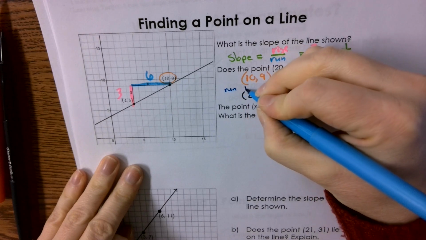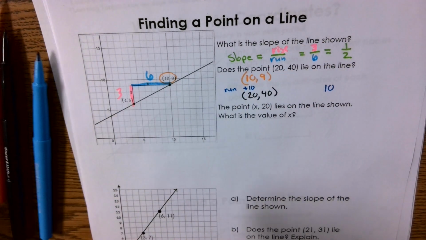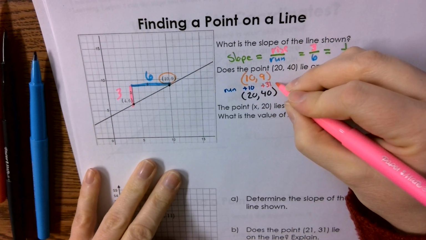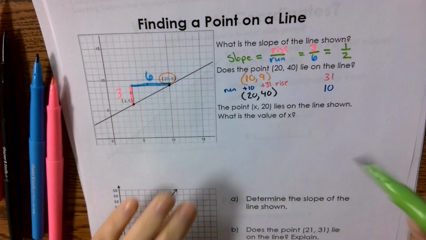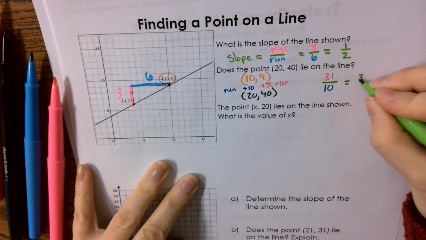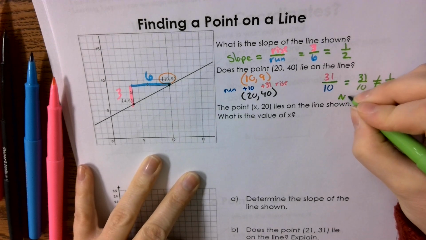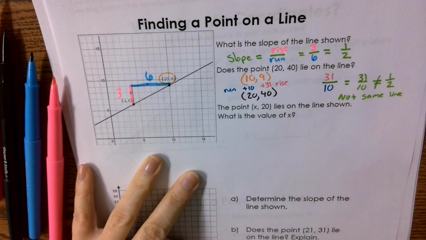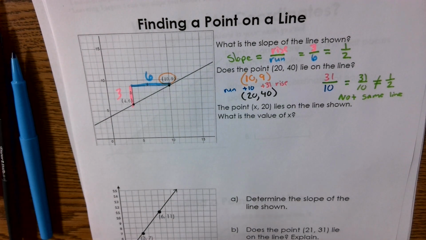Okay, if I'm going from (10, 9) to (20, 40), my run in this case would be to add 10. So there's my run. My rise in this case would be adding 31. So I'd put 31 on top. Rise over run. Well, 31 over 10 just stays 31 over 10, which is not equal to 1/2. Therefore, this is not on the same line. They are not on the same line because they are not the same slope. It has to be the same slope in order for it to be on the same line.